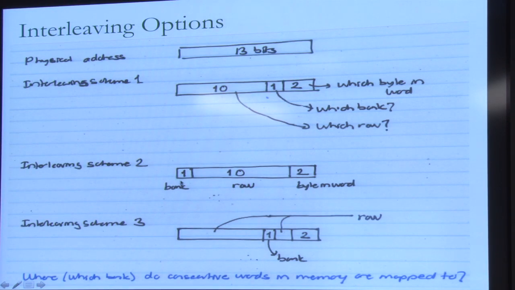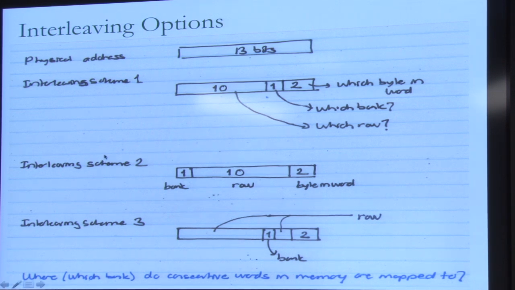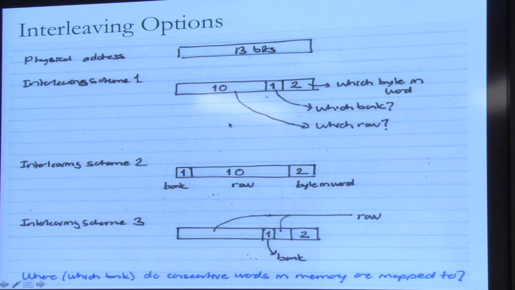If you do this, this is interleaving scheme 2. What I discussed last: half of memory is mapped to bank 0. The top half is mapped to bank 0. The bottom half is mapped to bank 1. Right? And you're selecting the bank bits somewhere in the middle. So it's another way of doing interleaving. You can select your bit from anywhere, right? It doesn't matter.